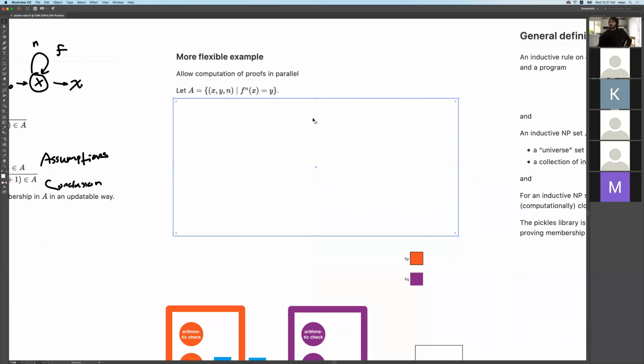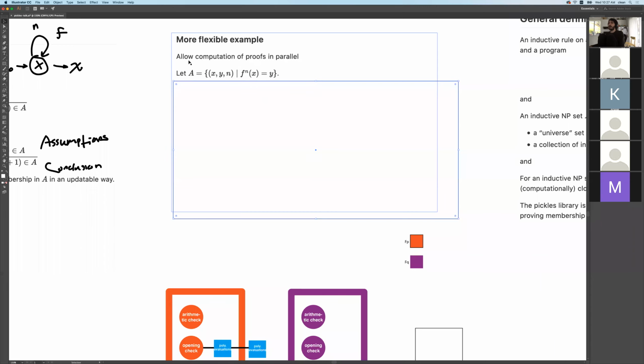Okay, so let's talk about a similar set. Instead of just fixing a base point x0, we're going to have that be part of the statement. So what is the set? It's going to be triples x, y, n, such that if you apply f n times to x, you get y. In other words, you get y from x by applying f n times. What this is going to allow us to do is produce proofs of applications of f in parallel.